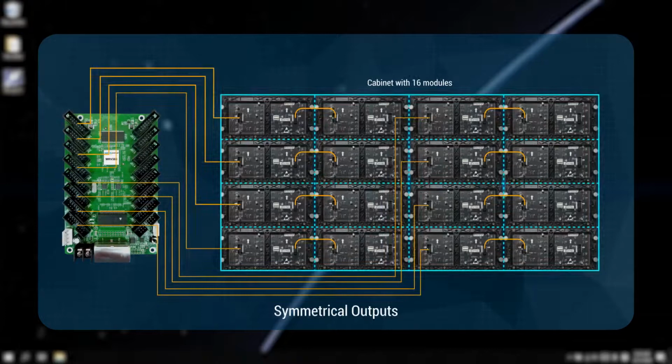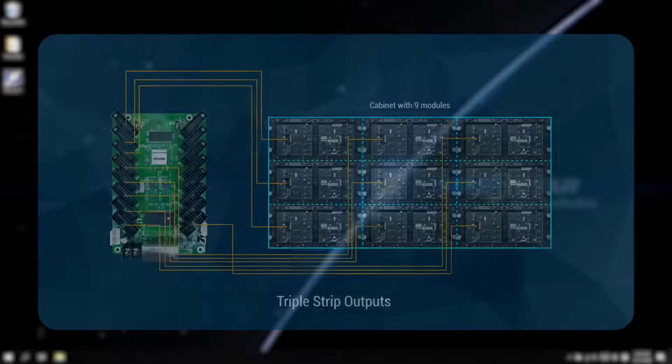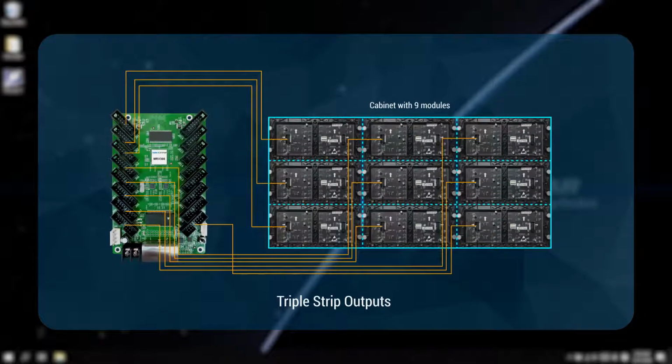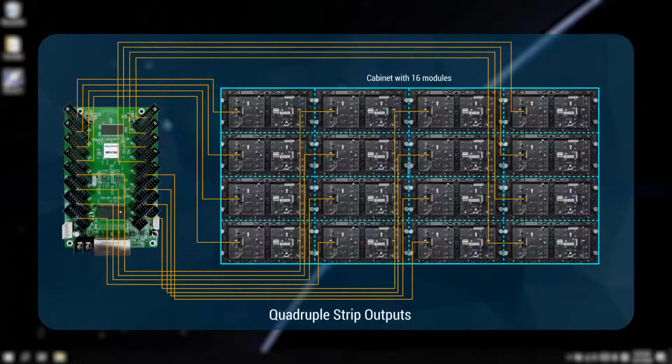In the second picture, each 2 of the total 16 modules are connected, so it can be seen as 2 columns of modules connected, so it needs to be set as symmetrical outputs. Then, the same principle applies for triple strip outputs and quadruple strip outputs.